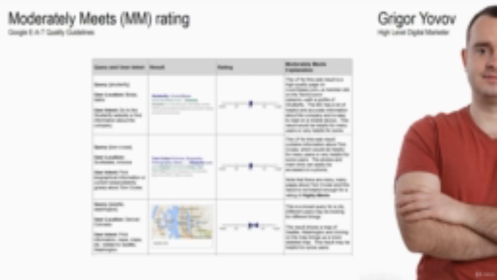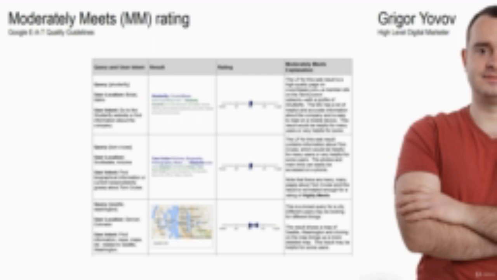Moderately meets results should still fit the query, but they may be less comprehensive, less up to date, come from less authoritative sources, etc. Moderately meets results are not low quality, out of date, or inaccurate. Moderately meets results are generally average to good. So I have prepared for you three examples of moderately meets ratings.